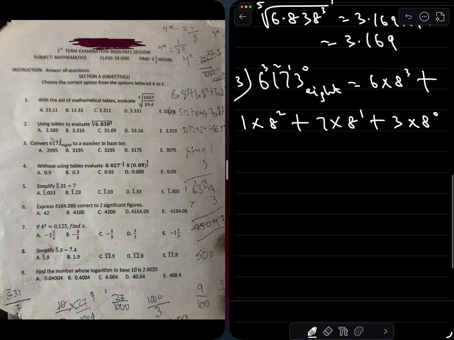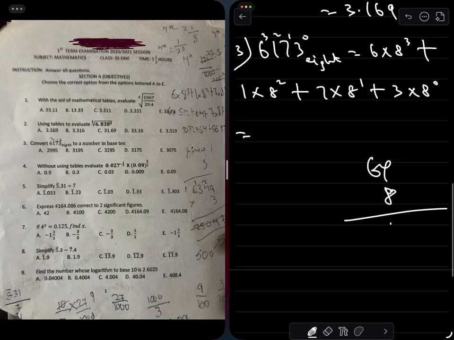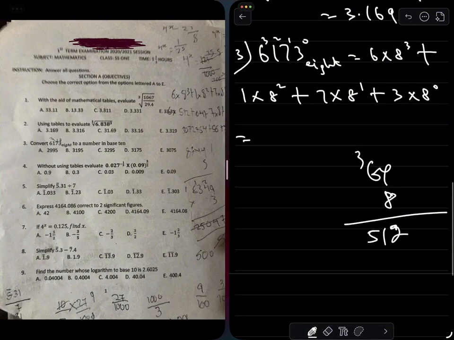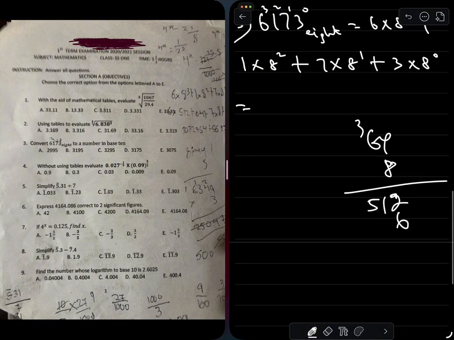So what do we have when we do that? That's equal to what? 6 times 8 raised to power 3 is what? 8 times 8, 64. 64 times 8, you cannot use a calculator. 8 times 4, 32. 2 carry 3. 8 times 6, 48 plus 3, 51. That's 512. Exactly. 512 times 6. 6 times 2, 12. Carry 1. 6 times 1, 6 times 2.